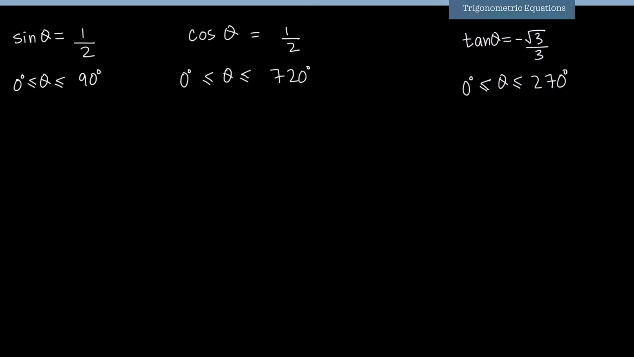In this video, we're going to do some more examples of trigonometric equations. Let's look at this first example. Here I have sine of theta is equal to 1 upon 2. And I need to find the values of theta from 0 degrees up to 90 degrees. So let's solve this problem.